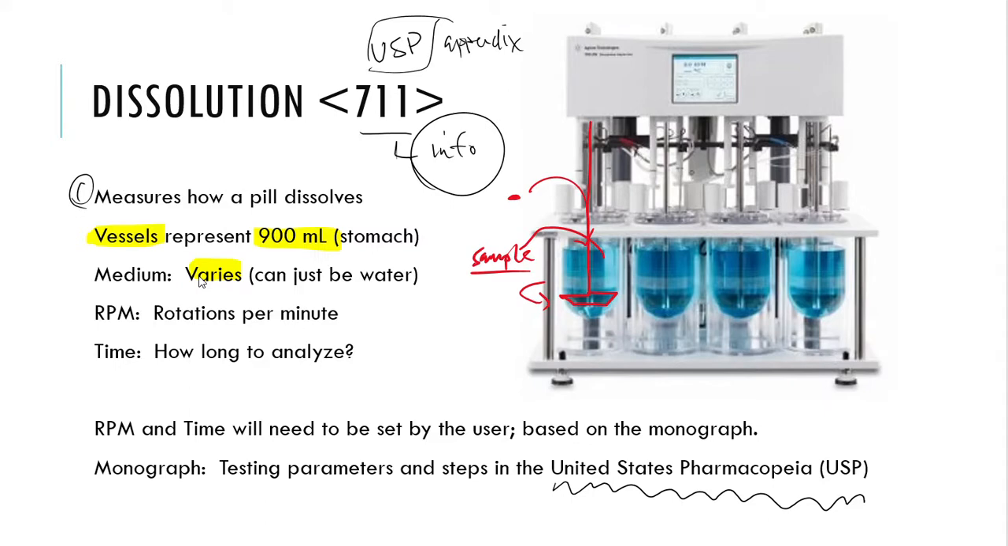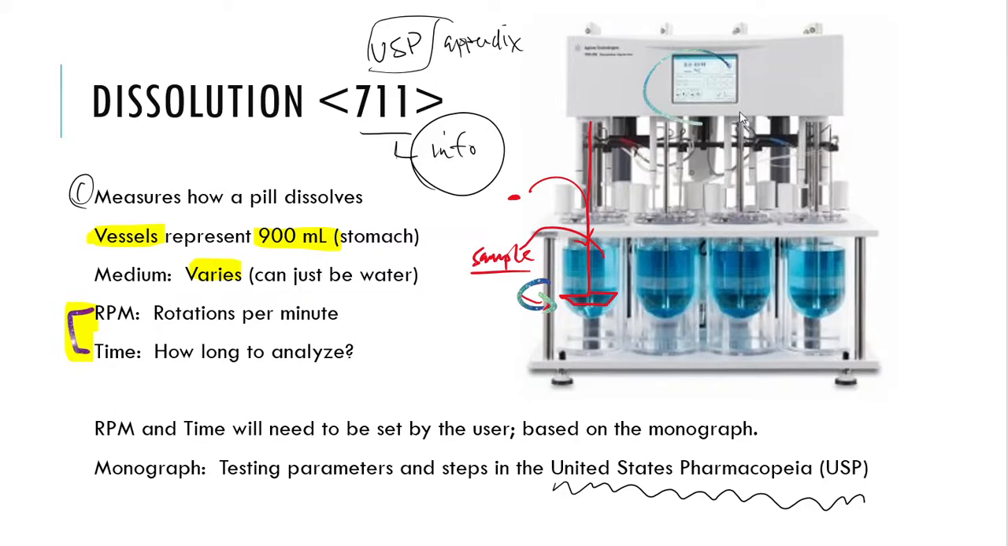Okay. In the monograph, you're also going to see two things here, and that is RPM and time. RPM is rotations per minute, and that is basically how fast these paddles or baskets turn, because there's two different main versions of this that we can see. The time: how long does it take to analyze it? That's what we're seeing there. This could be a 15-minute, a 30-minute, or a 45-minute runtime, but the USP will let us know. So folks, these RPM and time limits have to be determined in the USP, and we have to make those user settings whenever we analyze the pill that we have in hand.